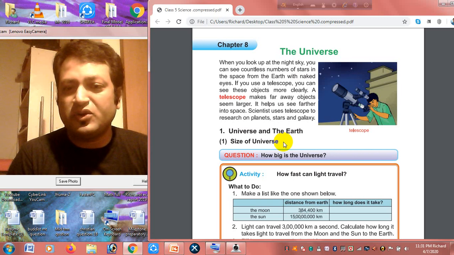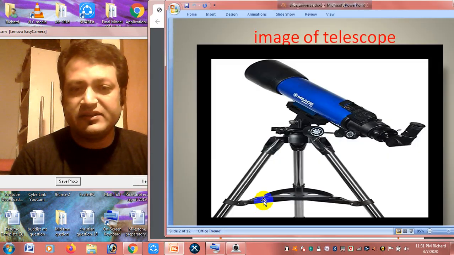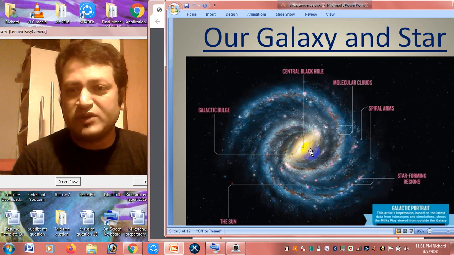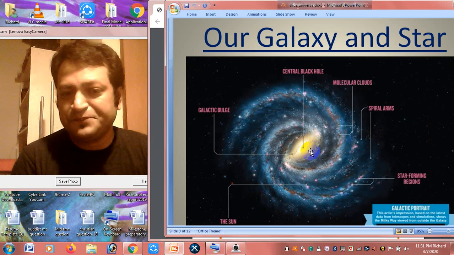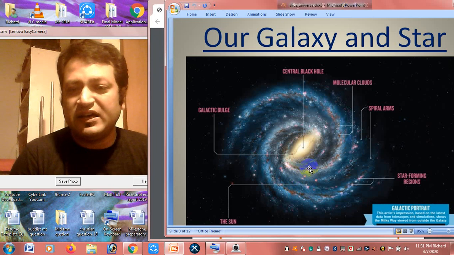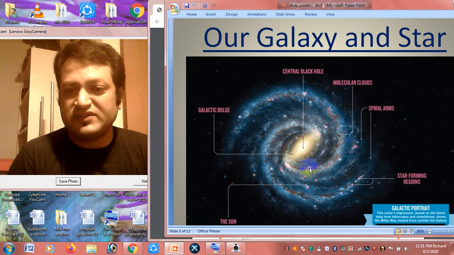So can you remember the galaxy's name? In which galaxy are we actually living? Yes, you are absolutely right. The galaxy's name is Milky Way. See, this is our galaxy and stars. This is the central black hole. This is our Milky Way galaxy. If we want to see the different parts of the galaxy, here is our sun. This Milky Way galaxy contains thousands of millions of stars.